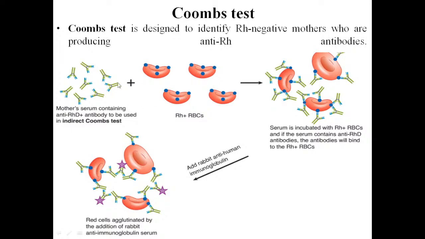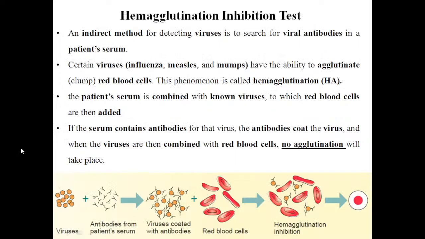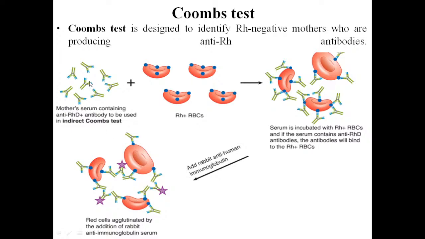So we should collect serum from the mother and mix it with rhesus positive red blood cells. Then incubate it. During incubation, antibodies bind to red blood cells, but we can't see it, and we should add rabbit anti-human immunoglobulin.